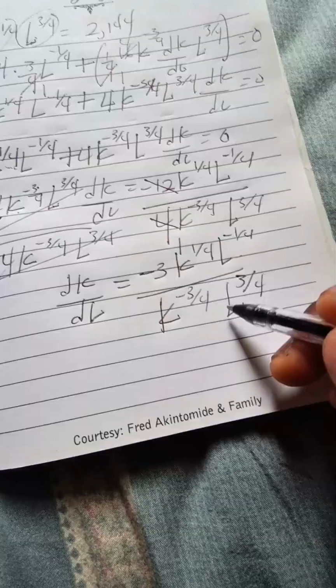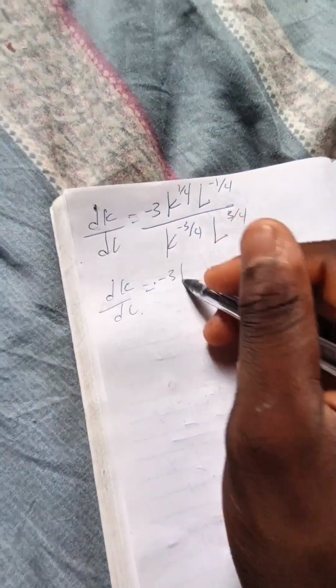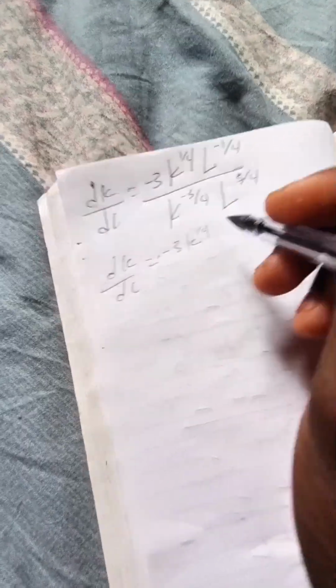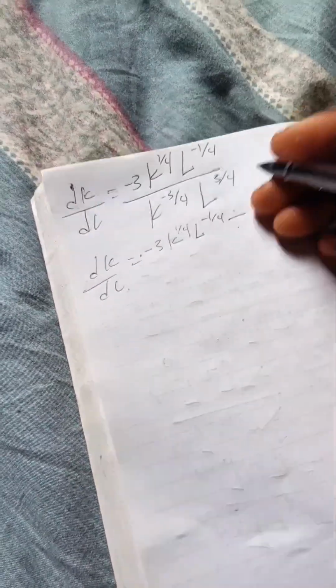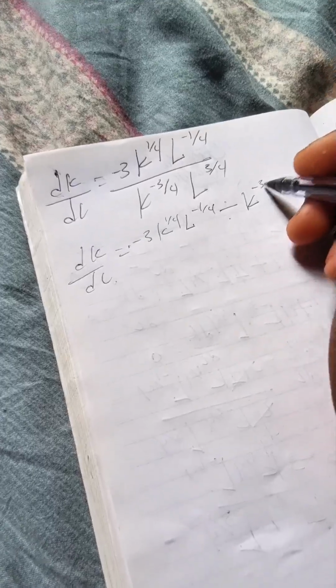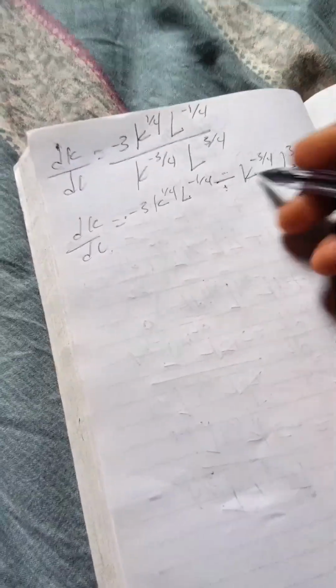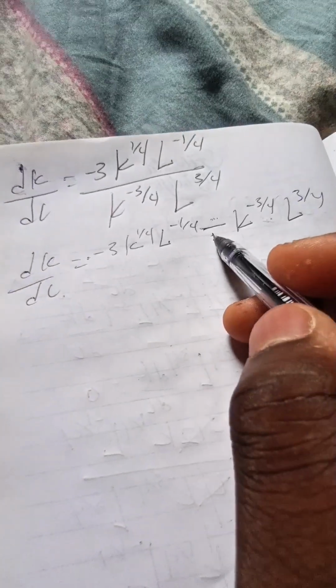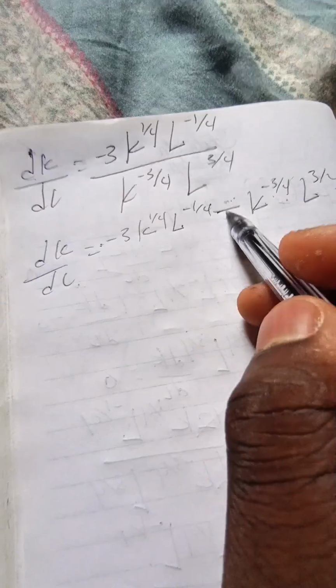Let's now simplify this. So I have this function. So the k by the L is just going to be minus 3k raised to the power 1 over 4 times L raised to the power minus 1 over 4, divided by k raised to the power minus 3 over 4, L raised to the power 3 over 4. Now let's simplify this. Remember, if we want to convert division to multiplication, whatever is up comes down, and this changes to multiplication.